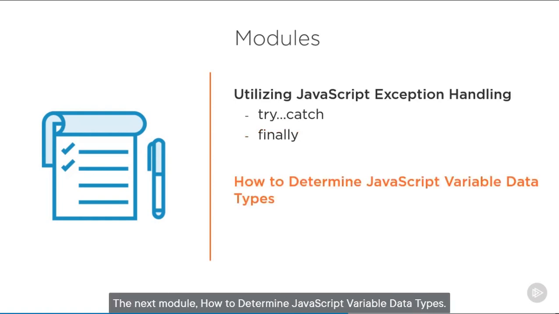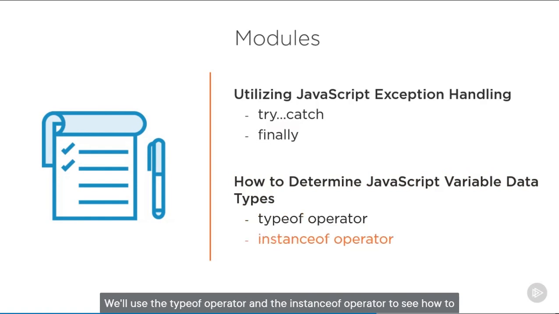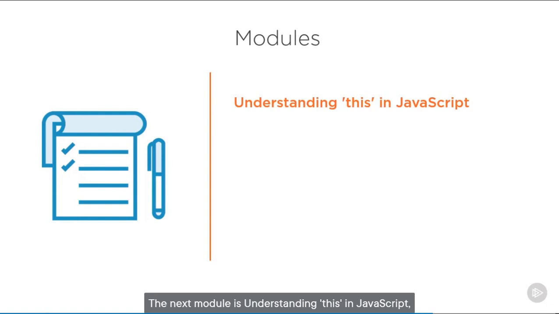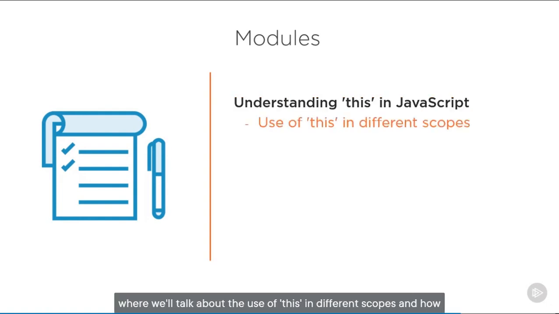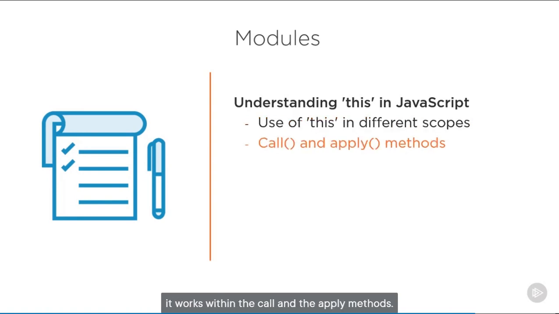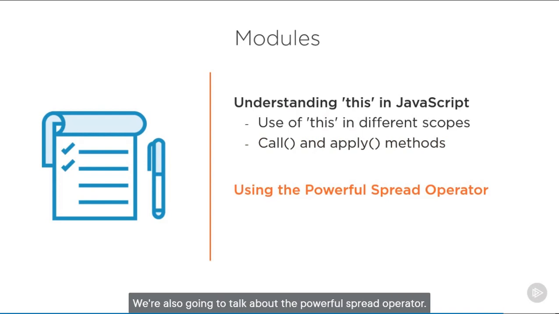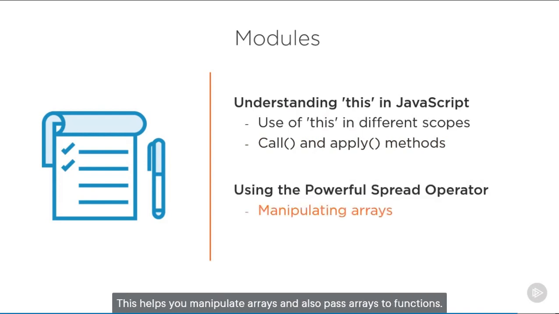The next module, how to determine JavaScript variable data types. We'll use the typeof operator and the instanceof operator to see how to determine what type of data you're working with within a variable. The next module is understanding this in JavaScript, where we'll talk about the use of this in different scopes and how it works within the call and the apply methods. We're also going to talk about the powerful spread operator. This helps you manipulate arrays and also pass arrays to functions.